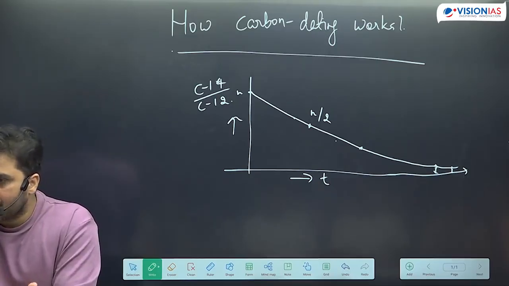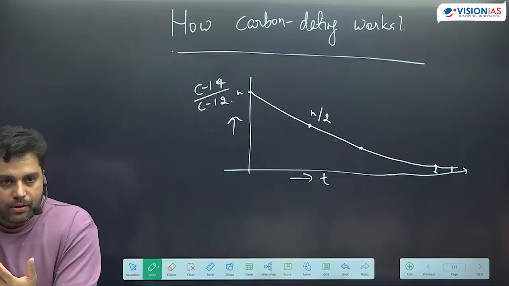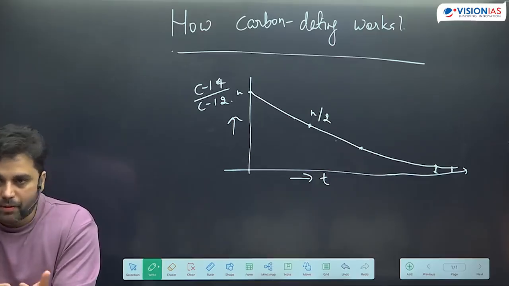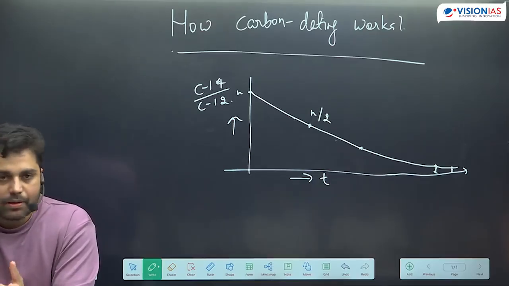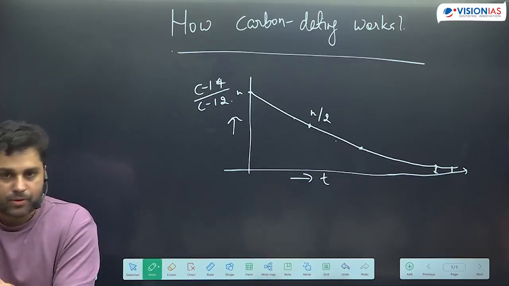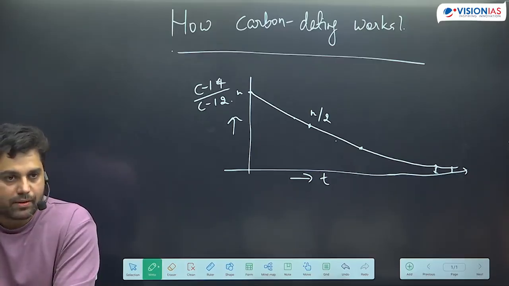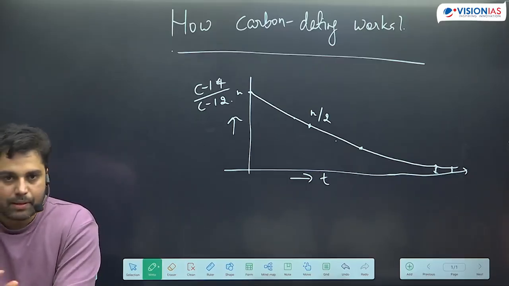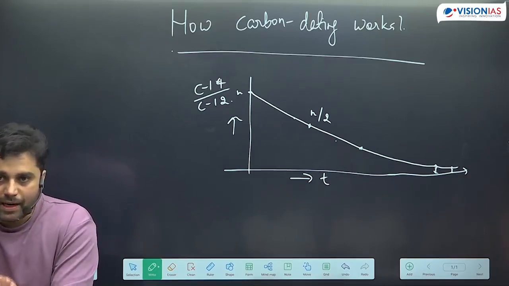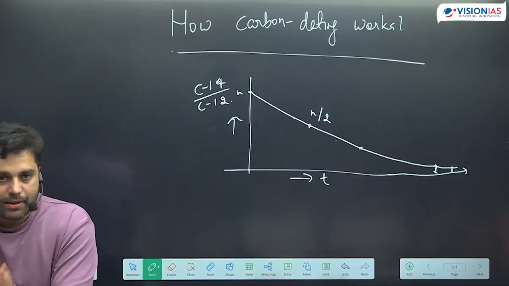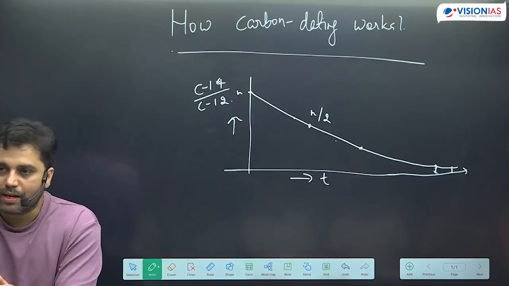So we use the concept of radioactivity, particularly beta decay of carbon-14, to know how old a particular fossil is. So this is how carbon-14 dating works. We are using the natural process of radioactivity. We are not doing anything here. We understand what is happening, and based on that understanding, we are trying to calculate the age of a particular fossil.